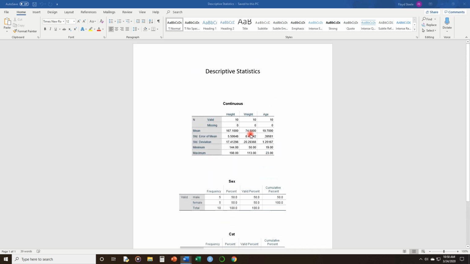And if you do not own any cats at all, you fall into no. So up here with our continuous variables, it's going to give you some information. It'll show you how many observations there are. I made up 10 different observations, and for all 10 there's no missing data. So for height, weight, and age, it's saying that for the 10 observations, there are no observations missing their data for a particular variable.